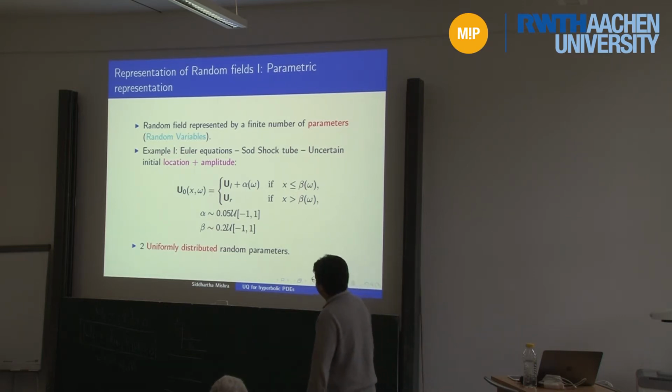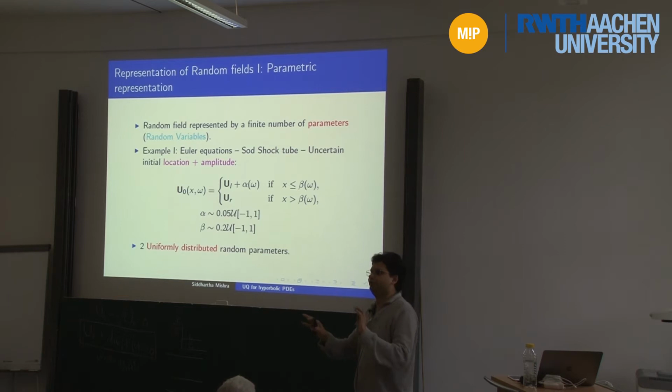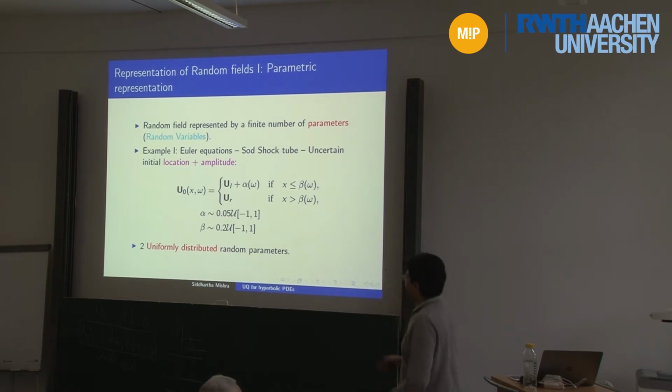And now you're making a measurement, right? So you're saying that rho L and rho R, or PL and PR, I have to measure these things. Maybe they are not known exactly. Maybe there is a slight error in them. And here you have another random variable which expresses how much of this initial uncertainty is there. So the entire uncertainty, even though these are functions, I've expressed in this simple way by two uniformly distributed random parameters, which says that there is uncertainty in the initial location and there is uncertainty in the initial amplitude.